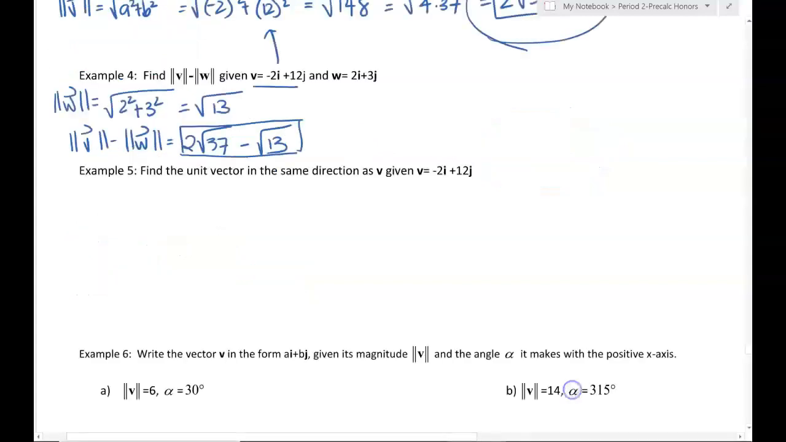Example 5, it says find the unit vector in the same direction as vector v, given vector v is -2i plus 12j. Well, guess what? That's the same exact vector as example 3 and 4, same v, okay? Well, the unit vector, if you guys remember, is the formula of vector v divided by the magnitude of itself.